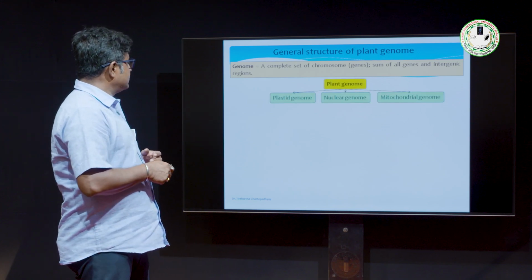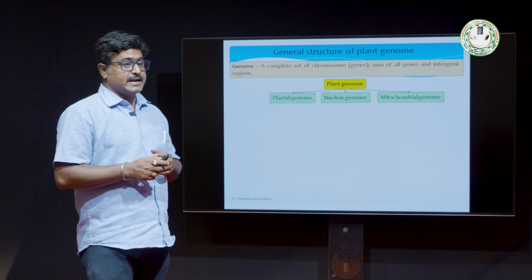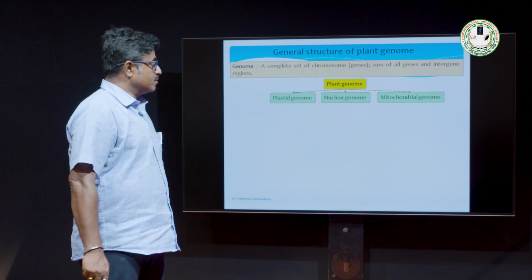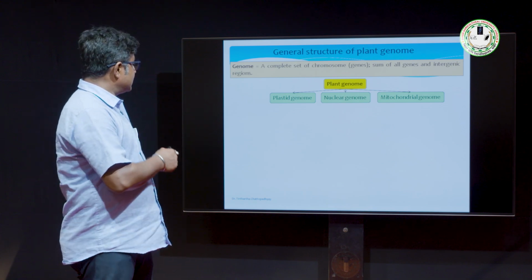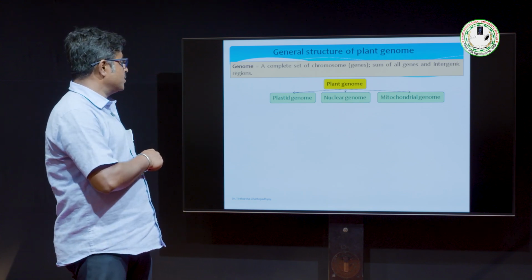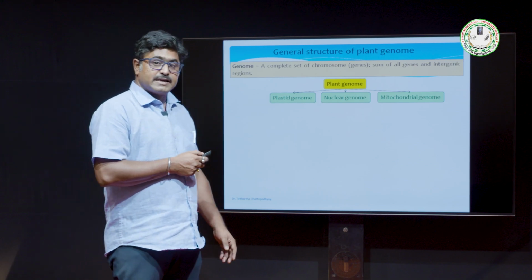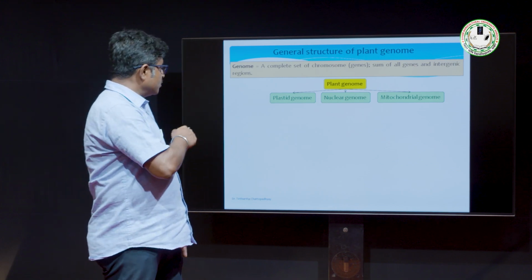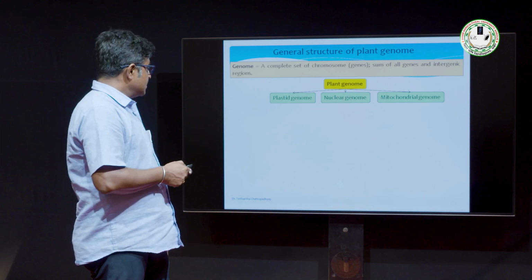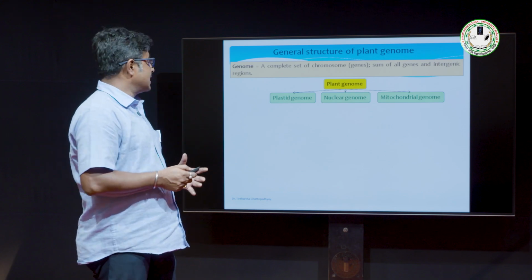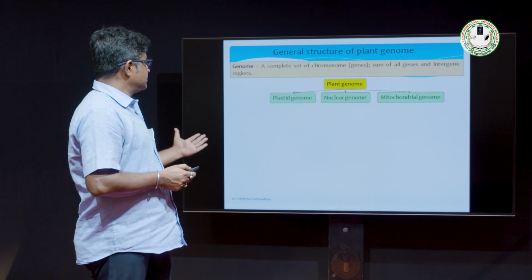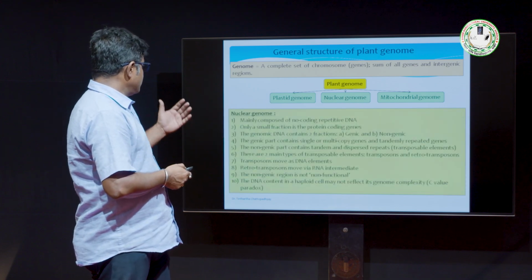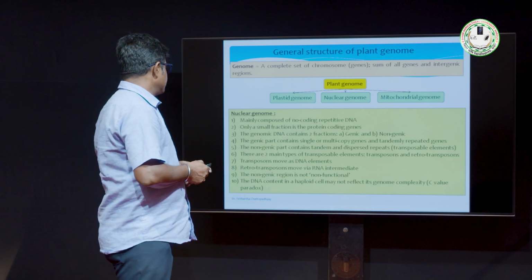So when we call up the plant genome, it basically contains 3 compartments. One is the nuclear genome, where the chromosomes are present, and there are 2 more genomes, that is the plastid genome and the mitochondrial genome. The animal cells generally contain only the mitochondrial genome, but the plant cell has both the plastid and mitochondrial genomes. So when we talk about genomic DNA, it is actually a mix of plastid genome, nuclear genome as well as mitochondrial genome.